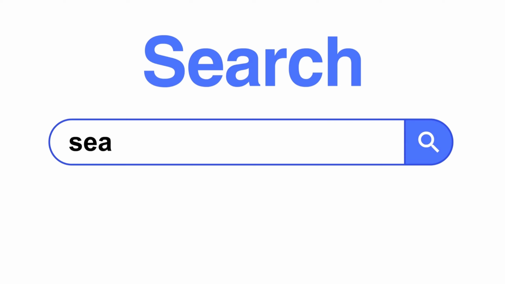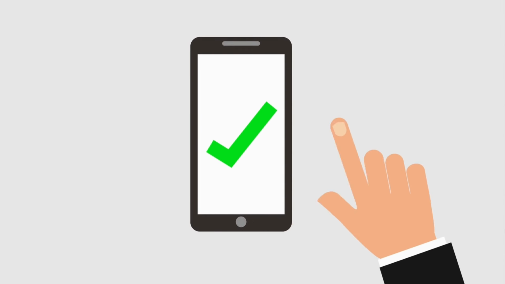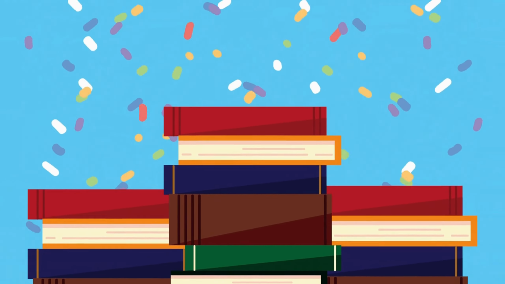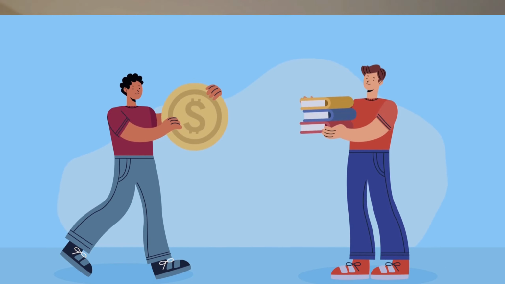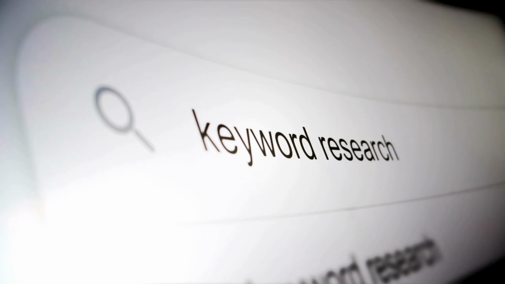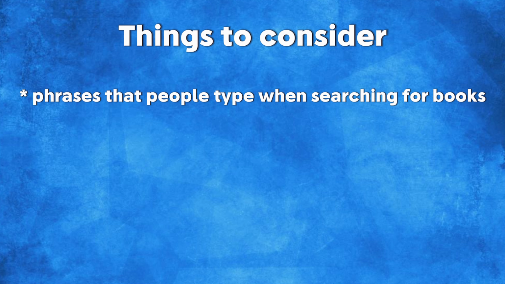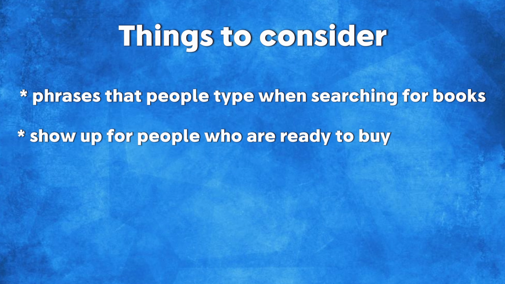The better and more fitting your keywords are, the more likely it is that your book will pop up when the right person is searching for it. And guess what? The books that show up at the top of the list when people search have the best chance of being bought. That's why choosing the right keywords is a big deal. Now remember, being relevant is super important, but there are a couple of other things to consider. Your keywords should be phrases that real people actually type when they are searching for books. Plus, they should be the kind of keywords that make your book show up in front of people who are ready to buy it. Now enough talking, let's jump into the main business of the day.